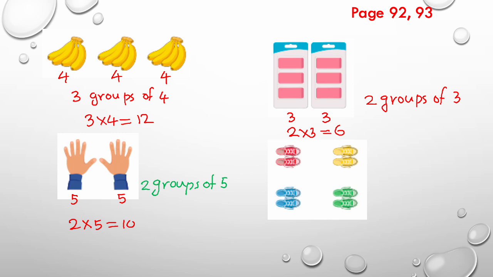Now the last question of this one, you can see slippers here. There are 4 pairs here. You can see 2 here, 2 here, 2 here, 2 here. Whenever you get groups like this, it's better to write the numbers like this. How many times do you see 2 here? 4 times, right? 4 times 2. You can see the 2 is repeated 4 times. So 4 times 2 equals 8.